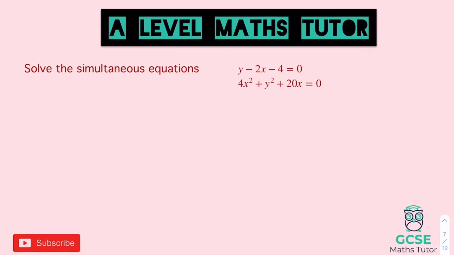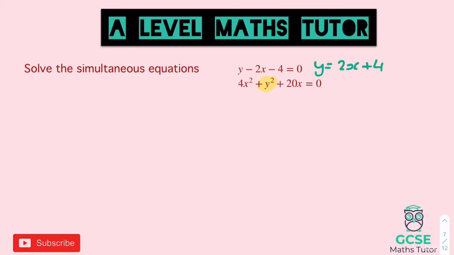Okay, so this one's a little bit nicer than the last one, purely because when we rearrange this first equation, we get y equals, and we get positive 2x when we add that over, plus 4. So it's not as nasty because we don't have that negative bracket to expand. But we are going to substitute this in, again, into the nicer piece again, which is the y squared there, rather than the 2x pieces.